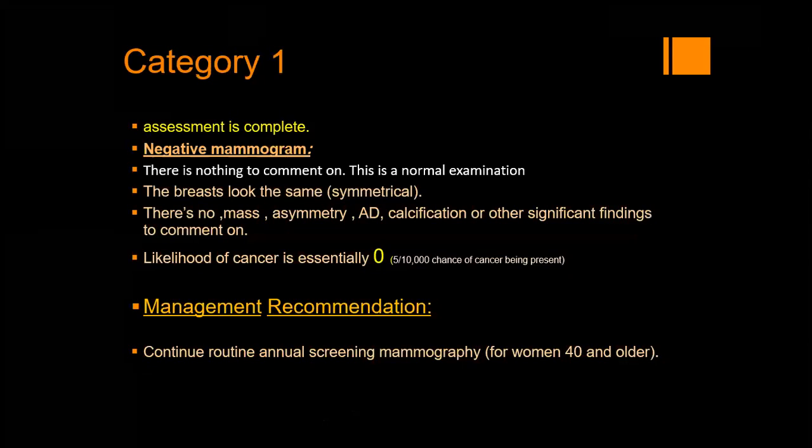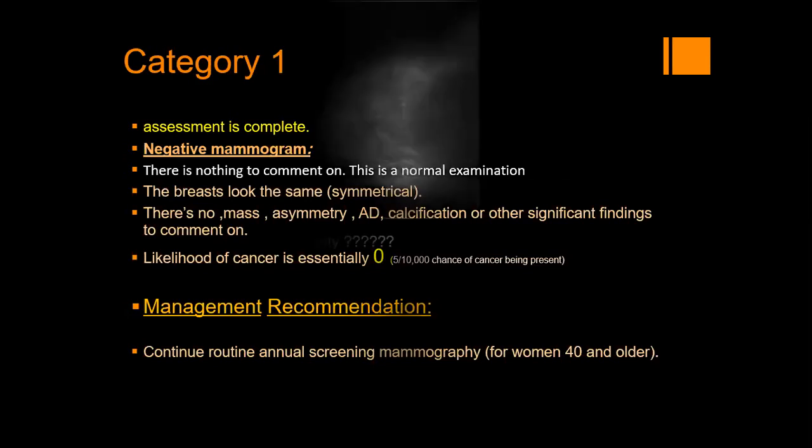So by BIRAD 1, the assessment is complete. It is a negative mammogram, nothing to comment on. There is no asymmetry, no masses, no calcification, no architectural distortion, no skin thickening, no nipple retraction, no trabecular thickening, no adenopathy, no abnormality to comment on. So the likelihood of cancer is essentially 0, and the management is just to continue routine annual screening.